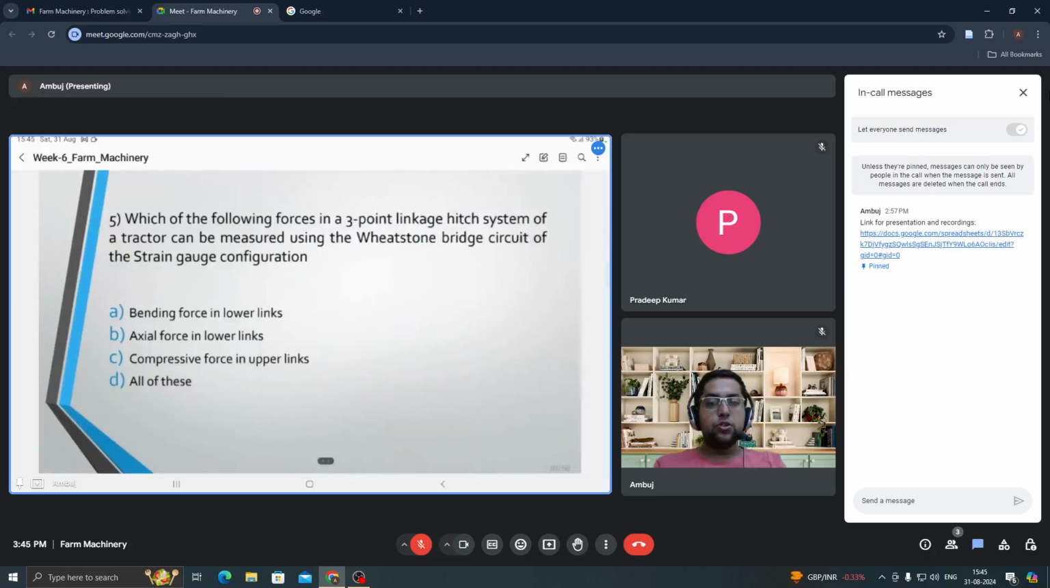Next question. Which of the following forces in the three-point linkage system of a tractor can be measured using the Wheatstone bridge circuit of the strain gauge configuration? You have to tell which of the forces can be measured: bending force in the lower link, axial force in the lower link, compressive force in the upper link, or all of these. Just tell me the correct option. I think it has already been covered in the three-point linkage.